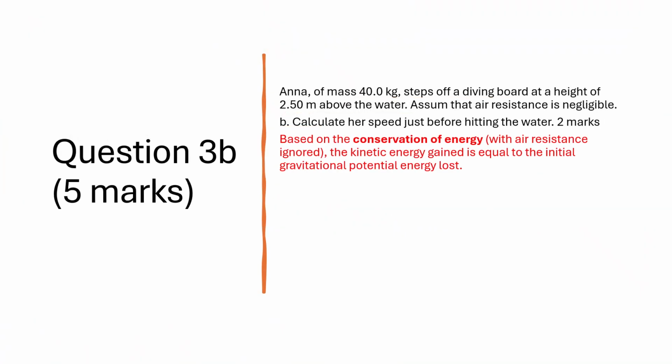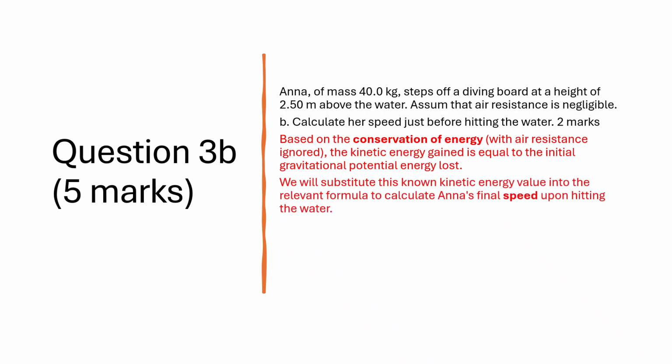Based on the conservation of energy, with air resistance ignored, the kinetic energy gained is equal to the initial gravitational potential energy lost. We will substitute this known kinetic energy value into the relevant formula to calculate Anna's final speed upon hitting the water.